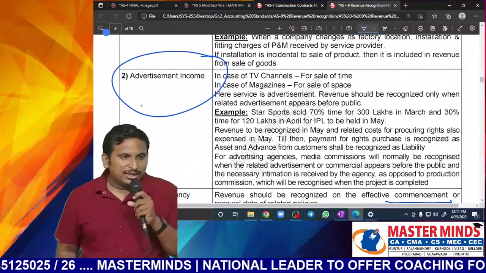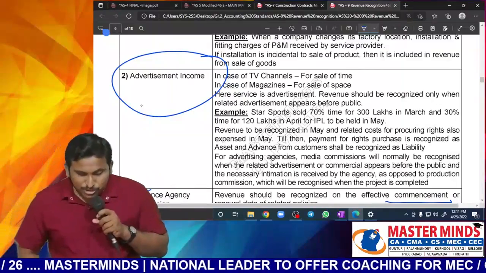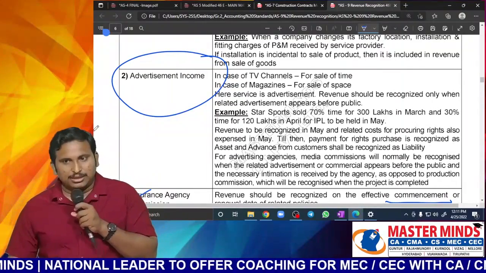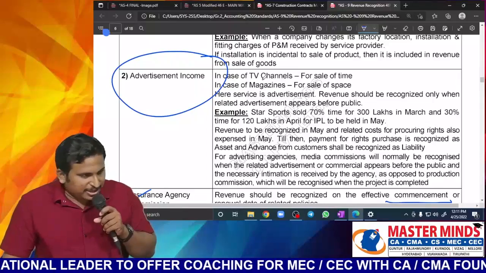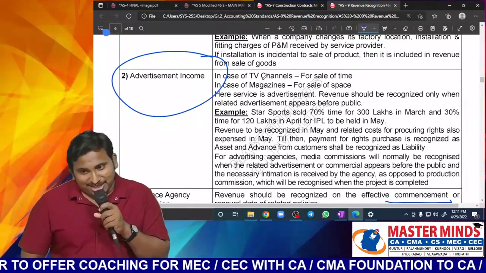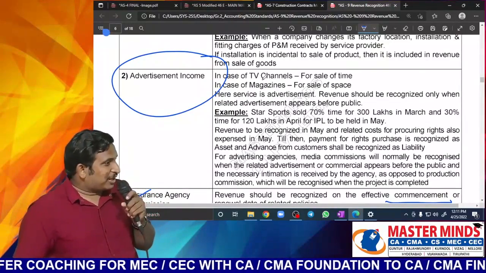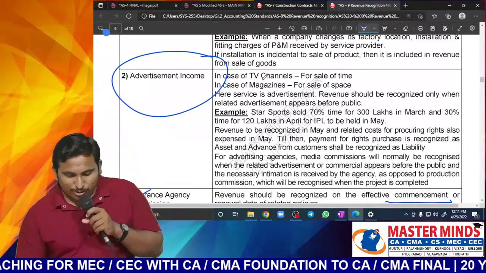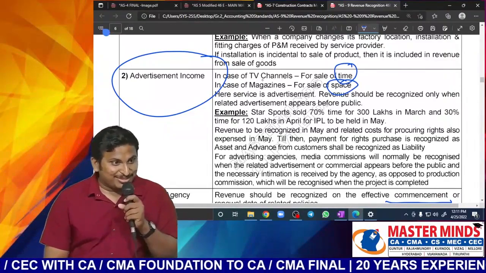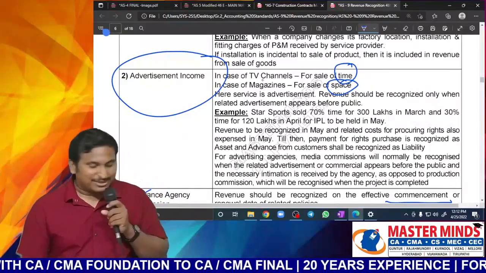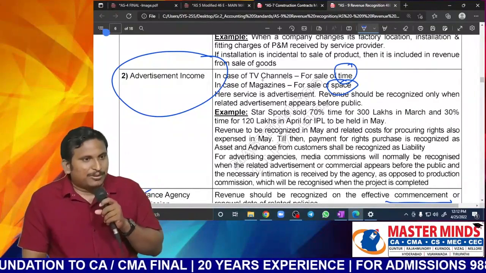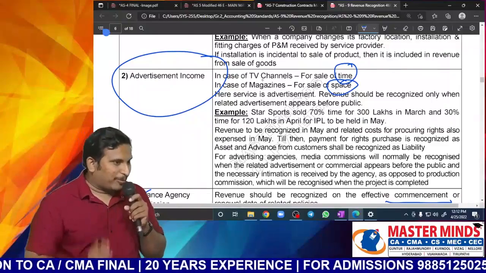Advertisement income. What is that? So usually when should advertisement income be recognized, sir? Can you tell me when advertisement income will be recognized? Because you know, sir, TV channels will get advertisement income. Newspapers also will get advertisement income. TV channels get advertisement income for sale of time. Newspapers for sale of space. They are doing some sales, sir. When should they recognize the revenue? Very simple. When that advertisement appears before the public.